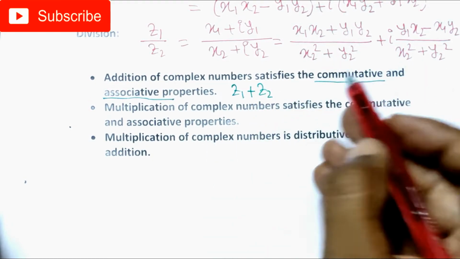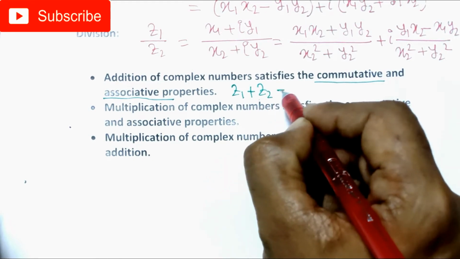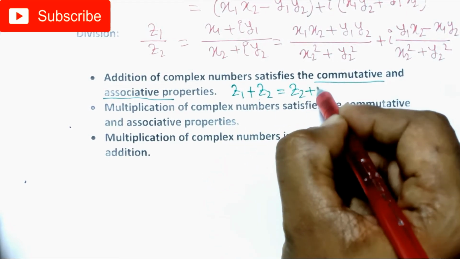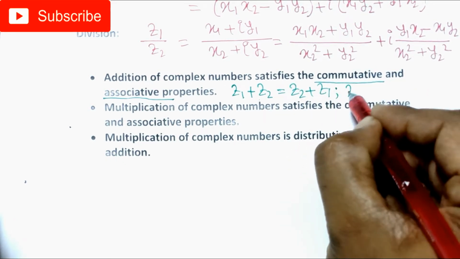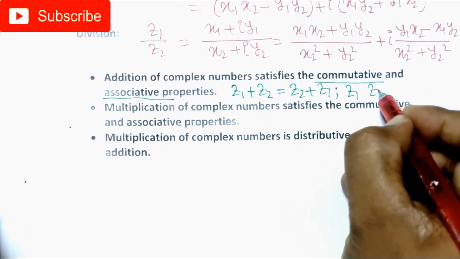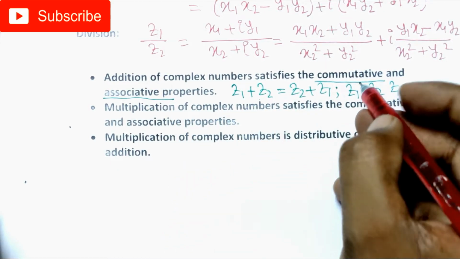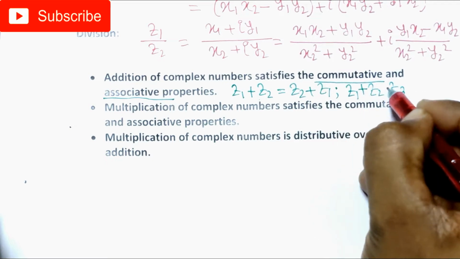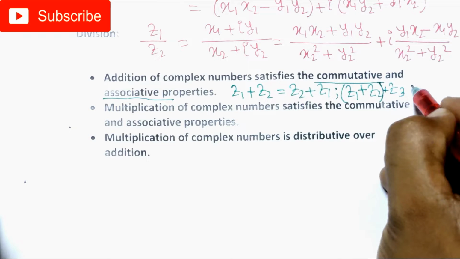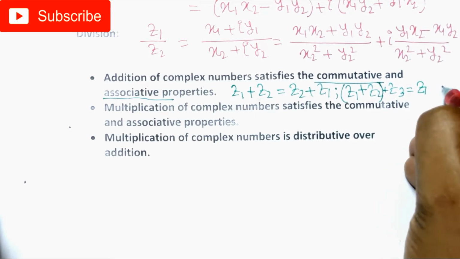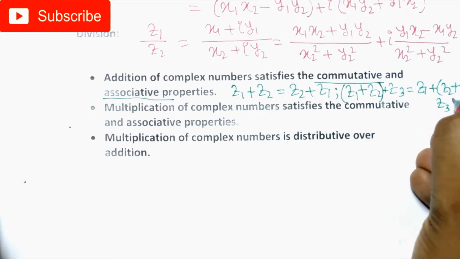If we add them, then the commutative law holds for addition, that is z1 plus z2 equals z2 plus z1. The commutative law holds for three complex numbers z1, z2 and z3. The associative law also holds, that is (z1 plus z2) plus z3 gives us z1 plus (z2 plus z3).